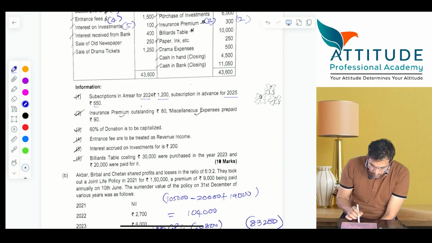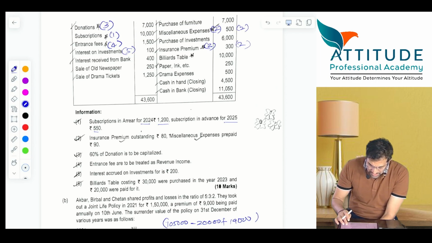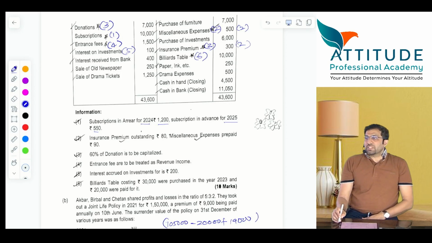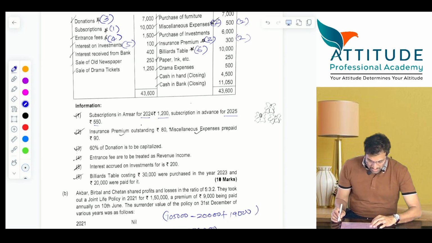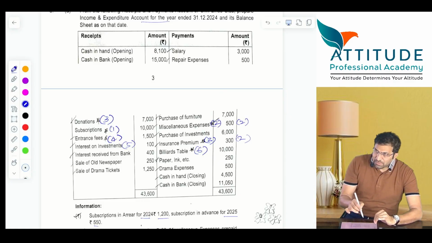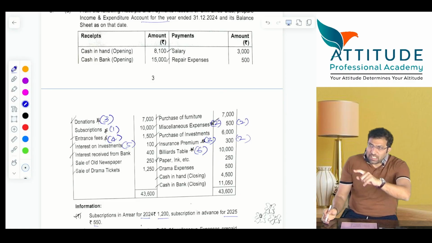Then billiards table costing 30,000 was purchased in the year 2023 and 20,000 was paid for it. Okay, so the billiards table was purchased in 2023. The billiards table adjustment is adjustment number 6. Clear? So you have to prepare it. Shall we go ahead? Now what we'll do is, as and when the items come, we'll have to see the adjustments also. I'll help you out. You don't have to worry.